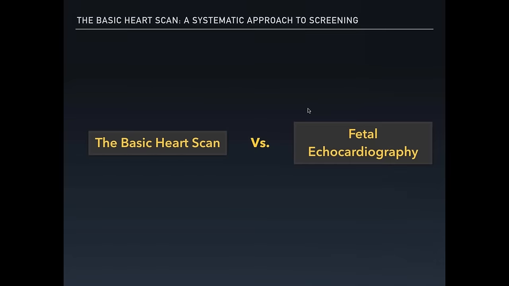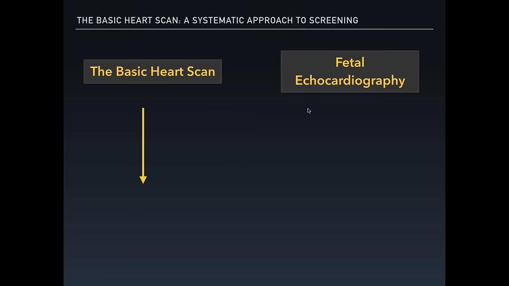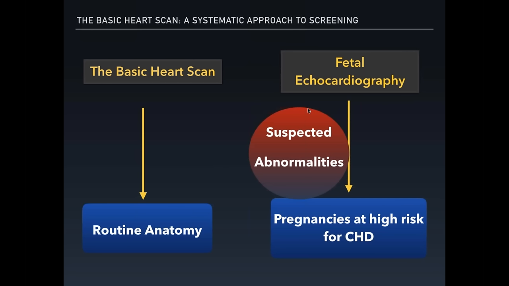Fetal cardiac screening is generally divided into two groups: the basic screening and the formal fetal echocardiography. So who does this actually apply to? The basic heart scan, or basic screening, applies to the low risk population and should be part of your routine prenatal care for all pregnant women. The formal fetal echo is for pregnancies at increased risk for congenital heart disease, or suspected heart abnormalities seen during the routine prenatal scan, requiring a comprehensive evaluation of the fetal heart.